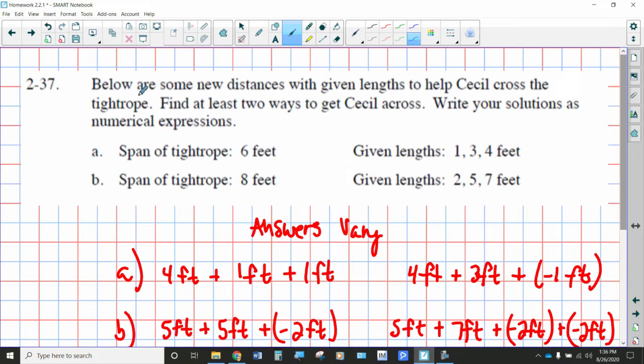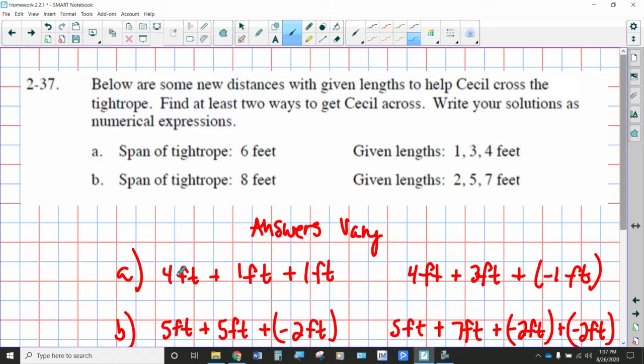Here for Cecil, I love Cecil. I love these lessons, helping students understand what it means to add and subtract numbers, and eventually what we do when we add and subtract negative numbers with positive numbers. So picture a span, a tightrope of 6 feet, and these are the given lengths. So how could Cecil get across? Well, there are lots of different combinations that would work.